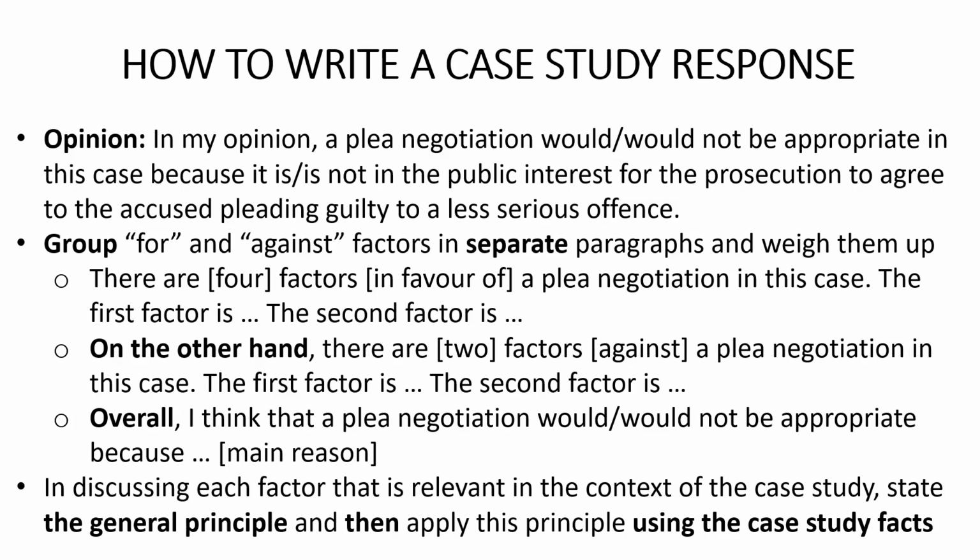Now, if you think that a plea negotiation is not appropriate in the context of the case study that you've been given, then you'll just reverse the order of the paragraphs so that after you've given your opinion that a plea negotiation would not be appropriate, the first paragraph explains the factors against a plea negotiation. The second paragraph explains the factors in favour of a plea negotiation, and the third paragraph is the overall paragraph where you come to an overall conclusion, giving a reason as to why a plea negotiation would not be appropriate in the context of the case study.